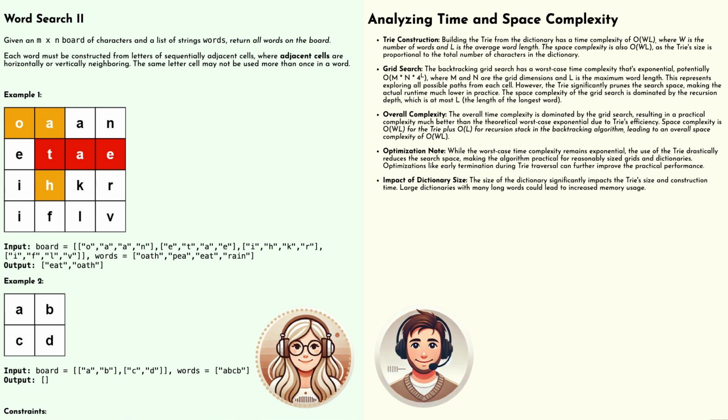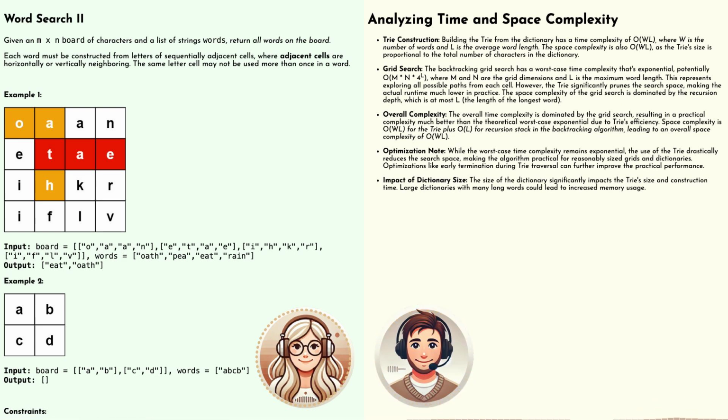Right, so if we had a much larger grid or a dictionary bursting with words, how much longer would our algorithm take? Let's start with time complexity. What factors influence how long our algorithm runs? Okay, well, we have two main phases, building the trie and searching the grid. For building the trie, the time it takes is basically proportional to the total number of letters in all the words in our dictionary. Okay, so more words or longer words mean more nodes to create in our trie and therefore more time. What about the grid search?